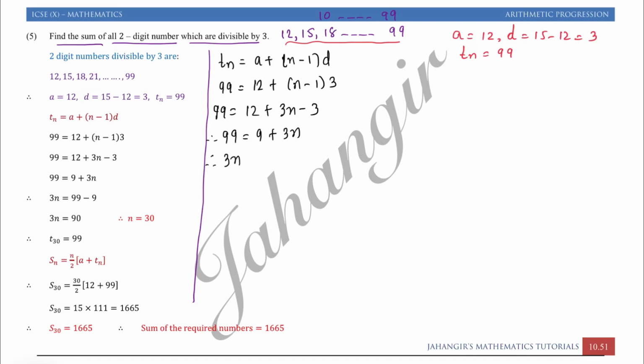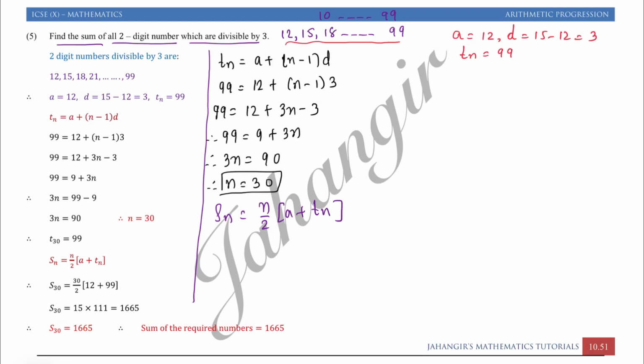So therefore 3n is equal to 90. Therefore n is equal to 30. So there are 30 terms in between 12 and 99. We have to find the sum of 30 terms. So for the sum of 30 terms, we will write the formula, that is n by 2 into (a plus tn), because we know the last term.